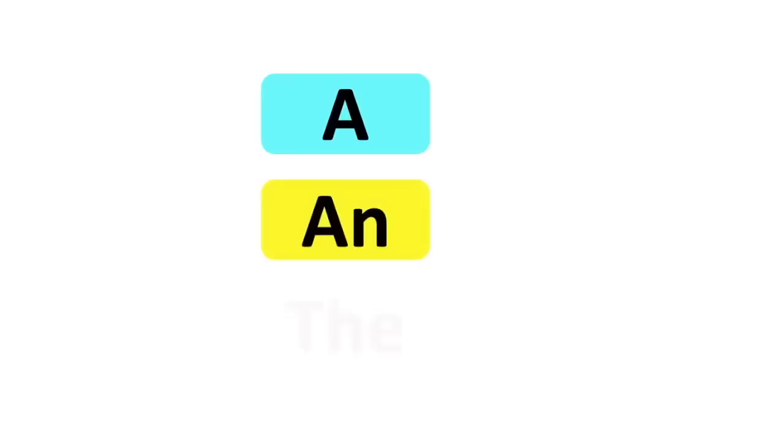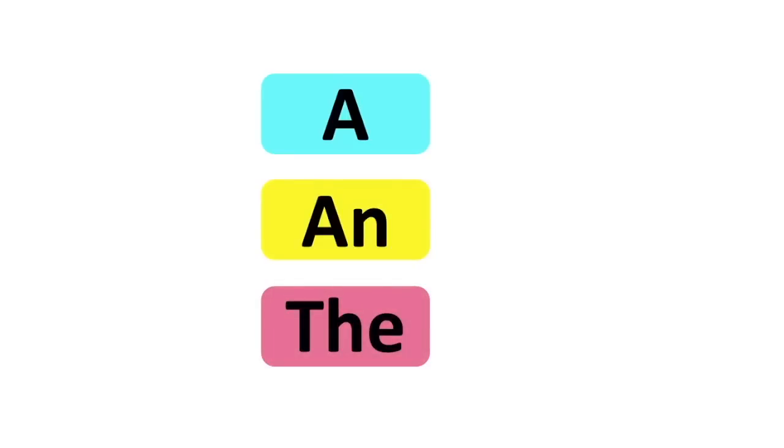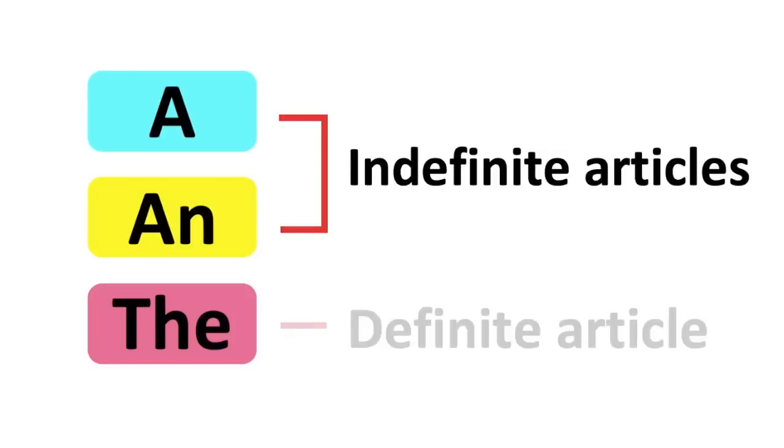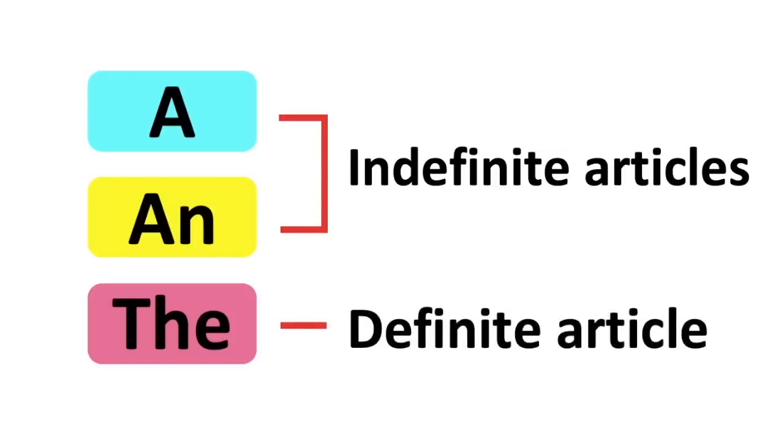A, an, the. A and an are known as indefinite articles. The is known as a definite article. Articles come before a noun and are used to modify the noun. They give basic information about the noun being referred to. We can identify whether the noun being referred to is a singular or a plural noun, or if the noun is a specific noun or a general noun.